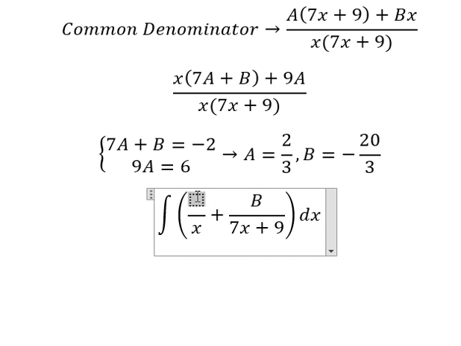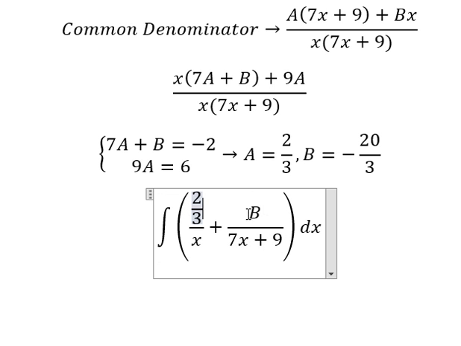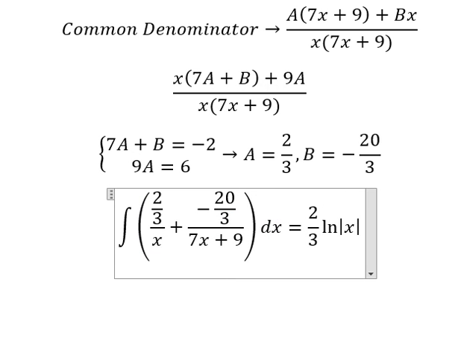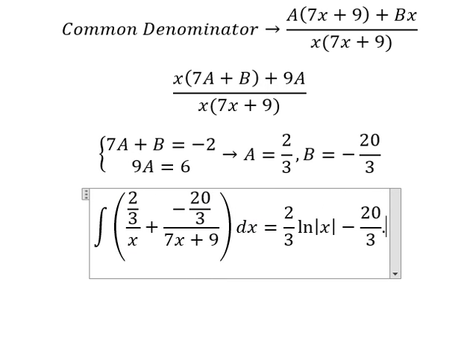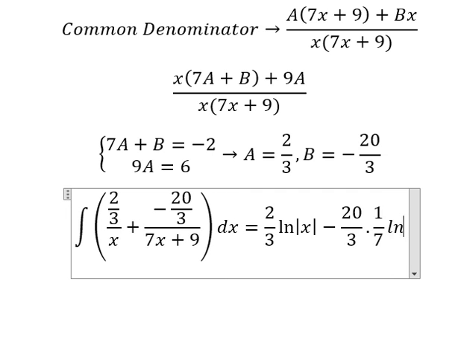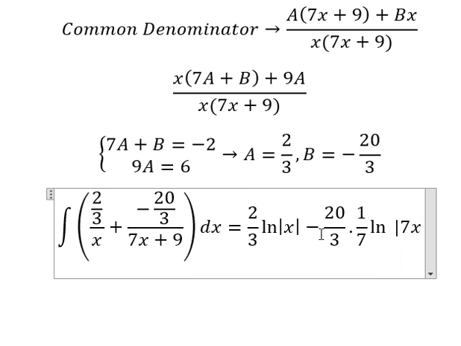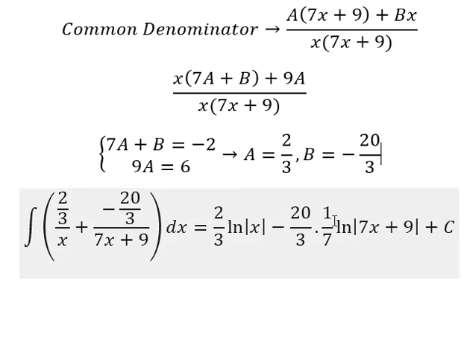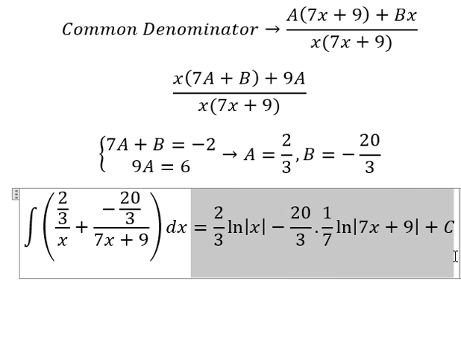So A equals 2 over 3, B equals negative 20 over 3, and now we have the final answer. And this is the final answer. Number 3 and number 7, we have 21.